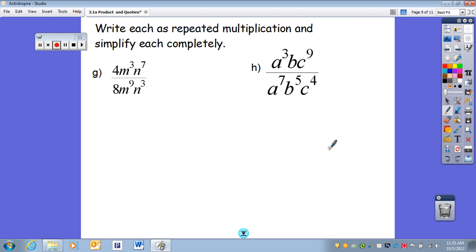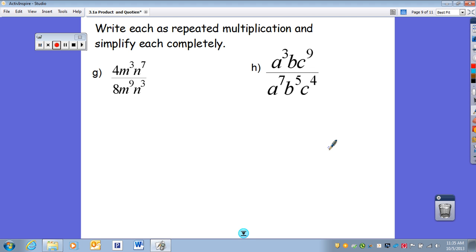Let's take a look at our next examples. So what we have is 4m to the 3rd, n to the 7th in the numerator, and 8m to the 9th, and n to the 3rd in the denominator. So let's write this out as repeated multiplication. I have 4, and then I have 3 m's being multiplied together. And I'm not going to put the dot this time because we remember that multiplication can also be shown when they are side by side. Then I have n to the 7th, so I need 7 n's.